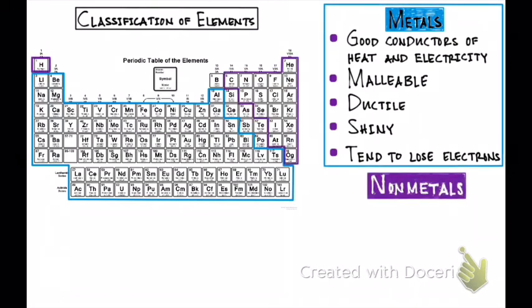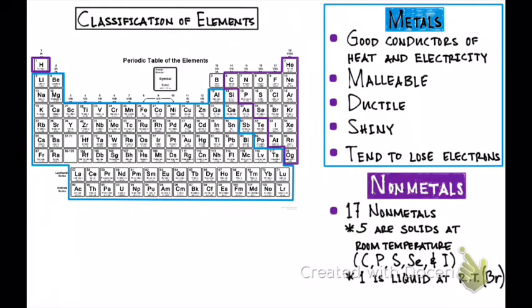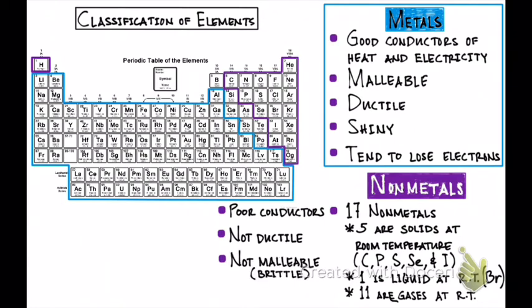The nonmetals, on the other hand, are the complete opposite of the metals. So all the nonmetals in the periodic table are within the purple perimeter. And again, the nonmetals have very specific physical and chemical properties. There are 17 nonmetals. 5 of them are solids at room temperature, 1 is liquid at room temperature, and 11 are gases at room temperature. They typically are poor conductors of heat and electricity. They are not ductile. They are not malleable. In fact, they are brittle. So if you look at pencil lead, for example, it's made of graphite, and graphite is just a bunch of carbon atoms. And so you can easily break these graphite materials. And they tend to gain electrons, which means that they tend to gain a net negative charge.